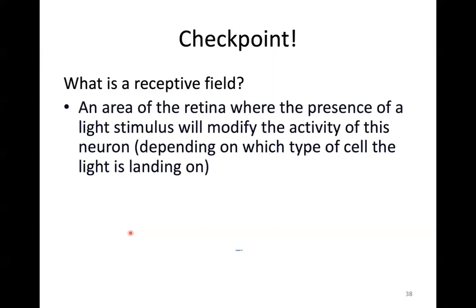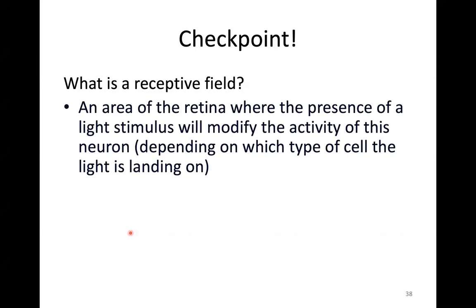All right, so what is a receptive field? Area of the retina where the presence of a light stimulus changes depending on the activity of the neuron. So it changes depending on what type of cell light is landing on, the amount of light that there is, how much is being spread out. Is it only on the center? Is it being spread out more? Is it diffuse? Because if it's diffuse, then minimal transmission happens because the two cancel out.